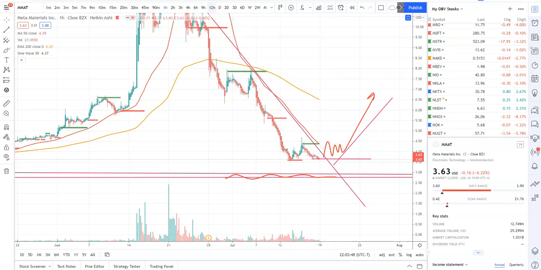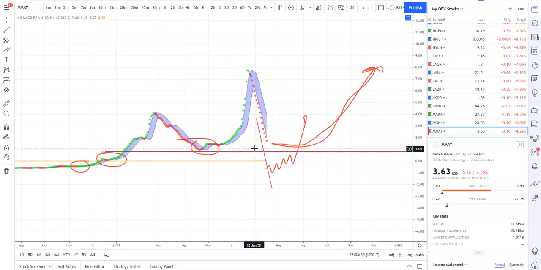Really interesting setup here. So let's look forward to the next couple days, next couple weeks, and see what develops in MMAT.